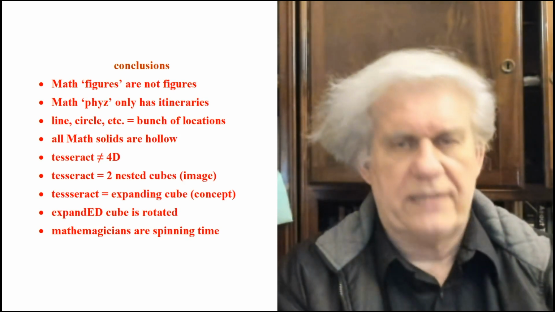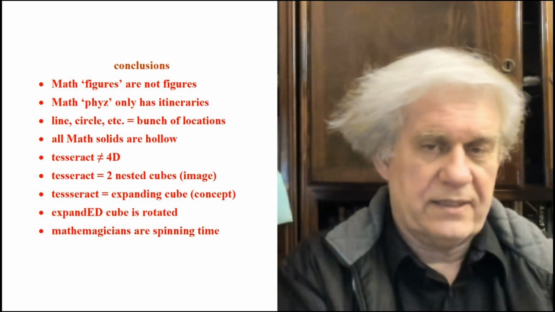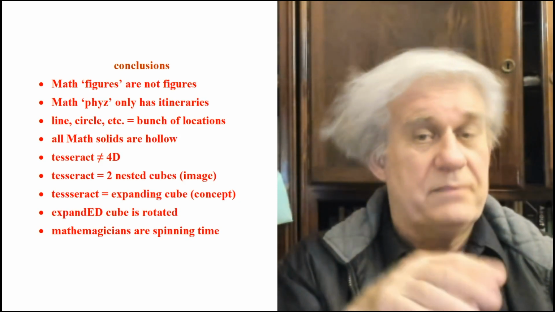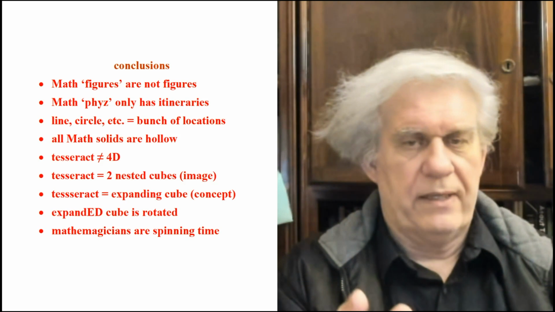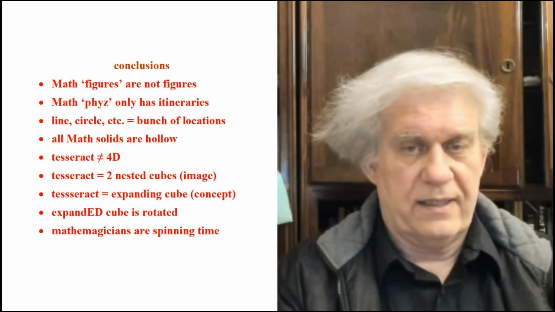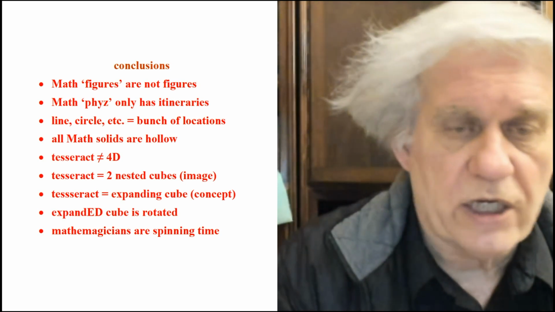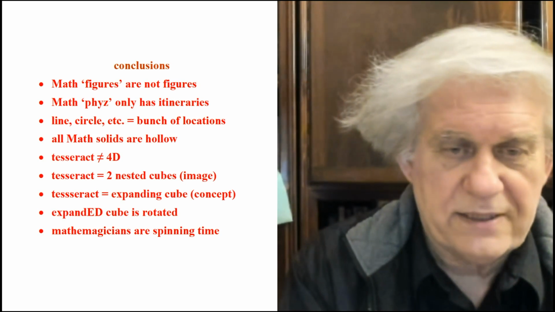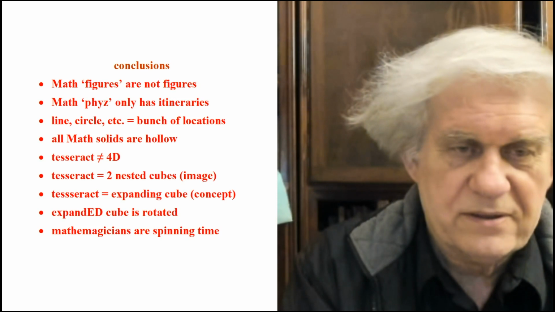So the tesseract, which you point to, which is two nested cubes, if it's just what's in front of you objectively, that's an object. But the notion of an expanding little cube that turns into a big cube, that's a concept. So these people have to decide what a tesseract is. Is it the first one or the second one? And then mathematicians are spinning time when they spin a tesseract, because those sticks that unite the two cubes, what do they represent? That stick represents time. The time it took for the little cube to become the big one.